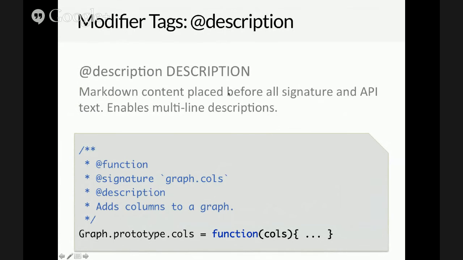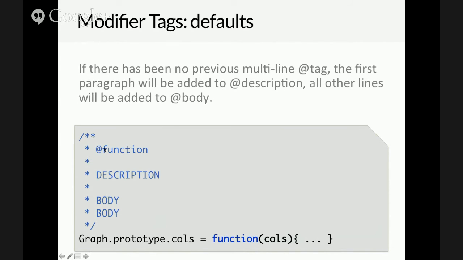Description text is the stuff that comes before all signature and API text. This is like that first little blurb that quickly describes whatever you're documenting. So I can add a description and then add columns to a graph, and this will actually appear before all signatures. And then I'm going to talk about the default.